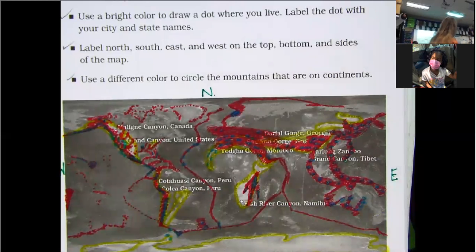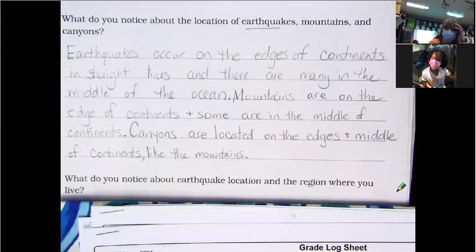So just FYI, that's actually on the board on that poster already. I have it written there. Mountain ranges often occur on the edges and the middle of continents. Earthquakes are on the edges of continents and the middle of oceans. Volcanoes are on the edges of continents and middle of oceans. All right. So last hour, we managed to write that really succinctly right here. And I know it's a lot of words, but this is going to help you very much for your conceptual checkpoints. Earthquakes occur on the edges of continents in straight lines, because they literally are in lines, aren't they? And there are many in the middle of the ocean.